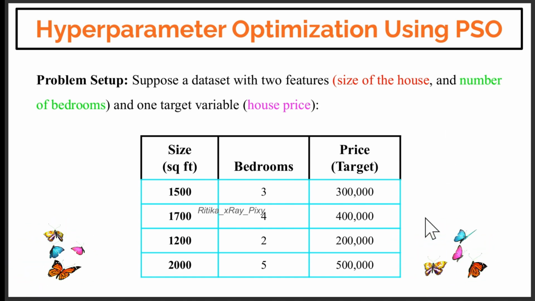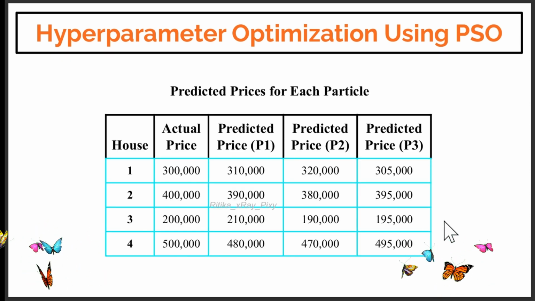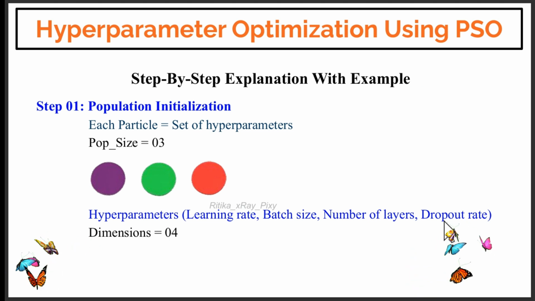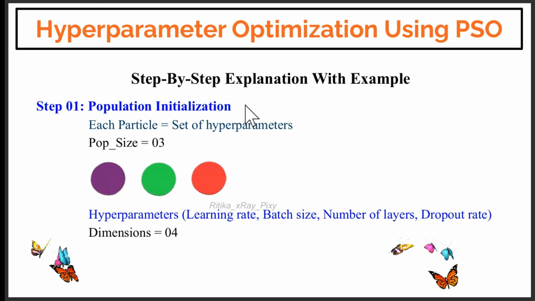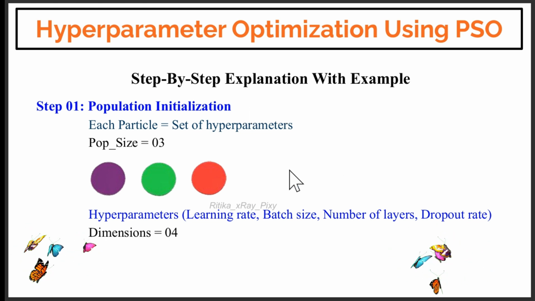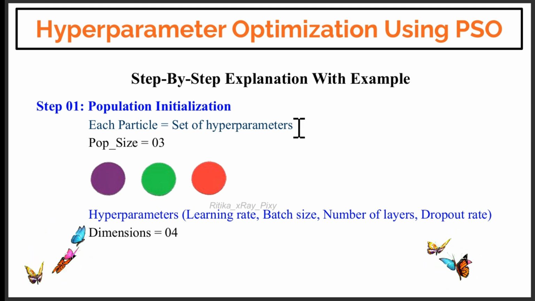So here you can see this table, we have the data set. Now step by step we will discuss this numerical example. So first step we have the population initialization phase, where we will initialize the population for the particles. So here each particle in the swarm represents a set of hyperparameters.